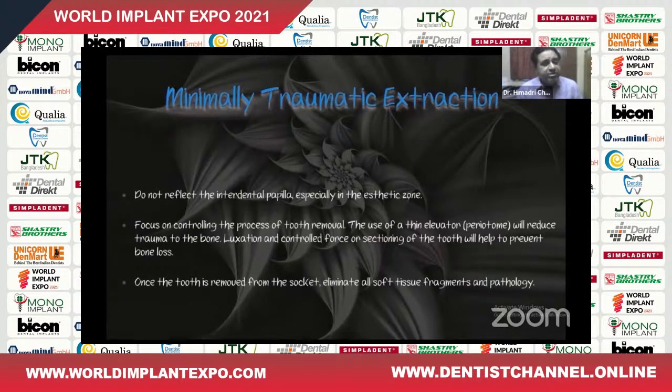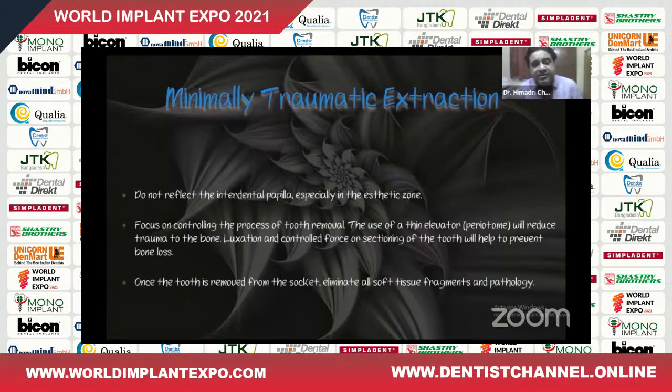The principles are, number one, do not reflect the interdental papilla, especially in the aesthetic zone, and not even the flap. If you have to do a flap, do a very, very minimalistic mini flap, but please keep the interdental papilla intact, because if you extract the tooth, most of the time with the flap your papilla goes off. If you raise the papilla, it's completely gone.